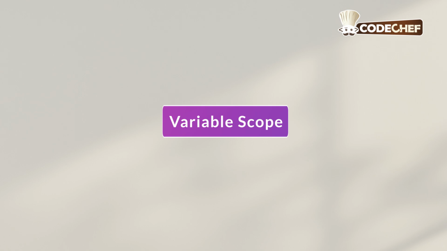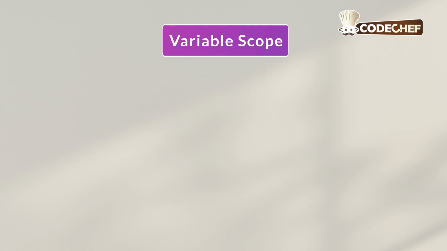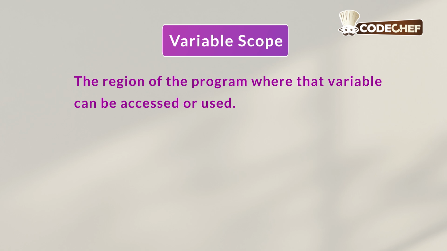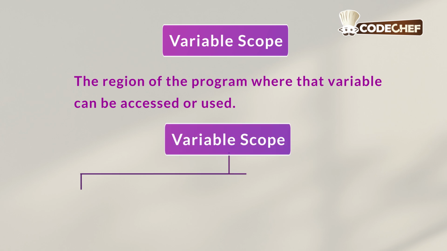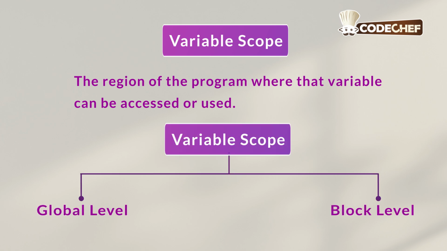Next topic is variable scope. Now, what is variable scope? The scope of a variable means the region of a program where that variable can be accessed or used. In C++, every variable has a specific scope. It can be global or block level, depending on where it is declared.